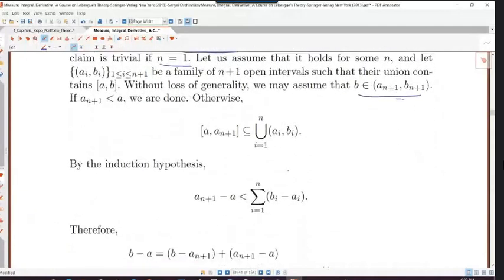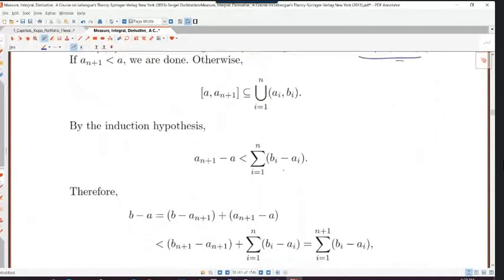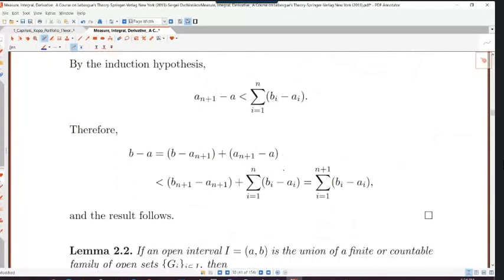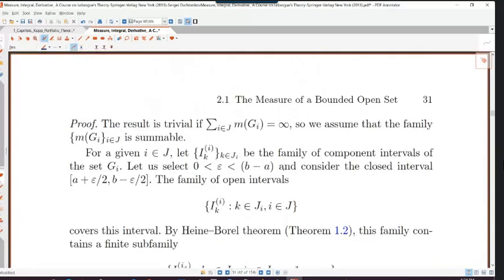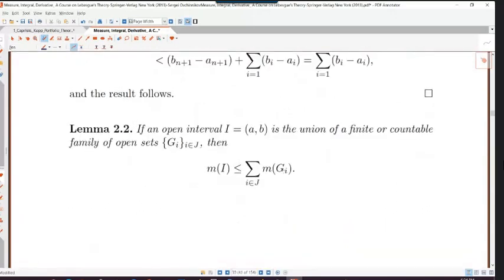And in the end, you can check it. It is very easy. The other lemma, 2.2, says that if an open interval I from A to B is the union of a finite or countable family of open sets.